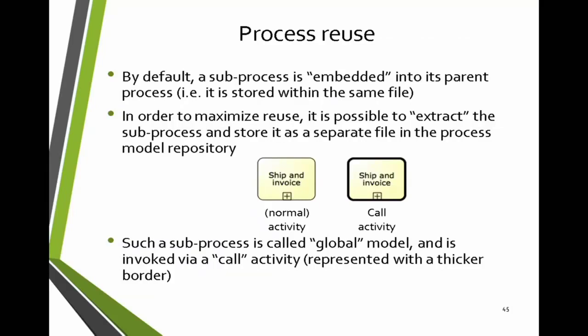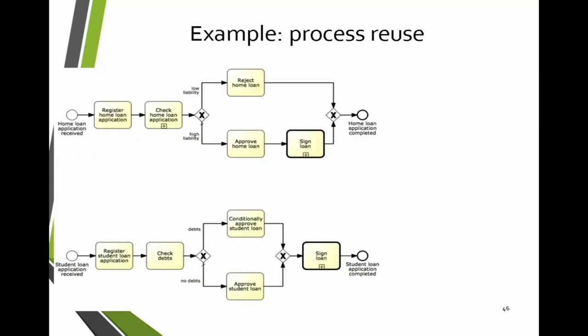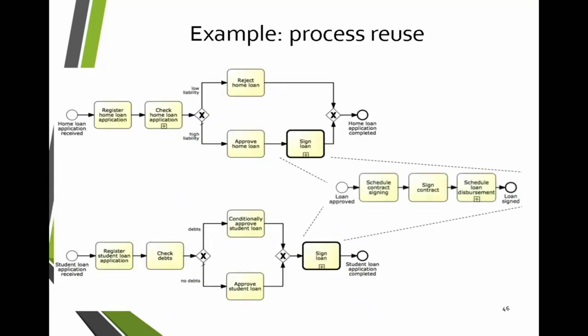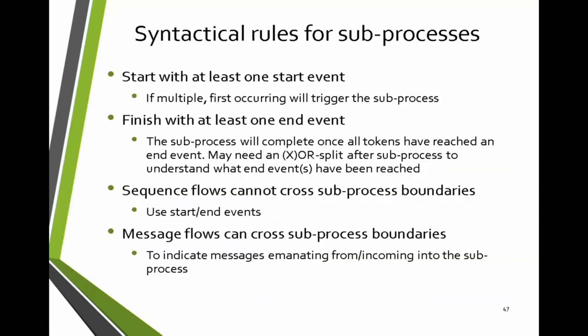So the sub-process is by default embedded in the parent process, except when you make it reusable or shared. In that case, you use a call activity, and this call activity reflects that the sub-process is global, so it can be used across all kinds of different parent processes. So this is the example again. So this sub-process exists within both parent processes.